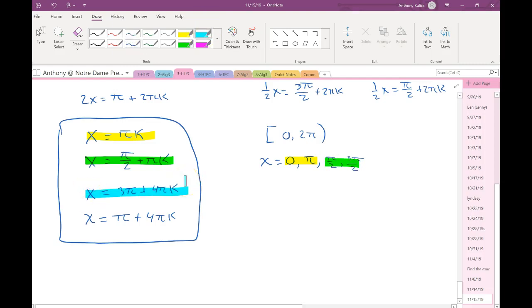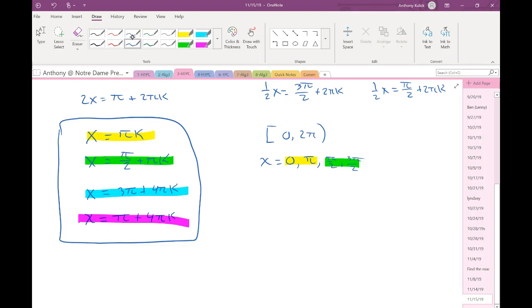Now let's go to the blue. When k equals 0, what do I get? 3 pi. That's too big. Okay, well, let's check a negative. When k is -1, what do I get? Negative pi. That's too small. So the blue one contributes no answers. No help.